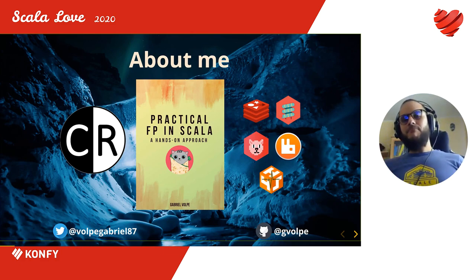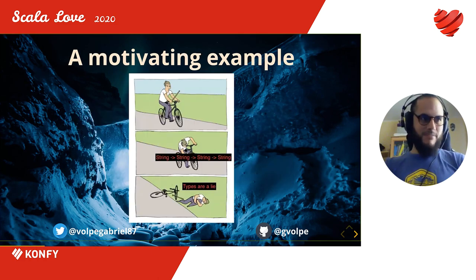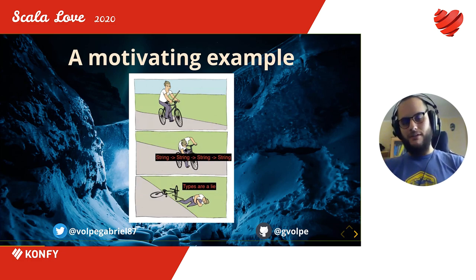Let's get started. I have this function, showName, that takes three arguments, username, name, and email, and they are all of type String. It's very easy to confuse or mistake the order of the arguments because they are all of the same type. Not only can we confuse the order, but we can also pass invalid data. It's very easy because we have a function that is very weakly typed. It's all strings, so any string is valid. If we see a function like this, it doesn't matter how much referential transparency and functional effects we have, this is something that we should definitely improve.